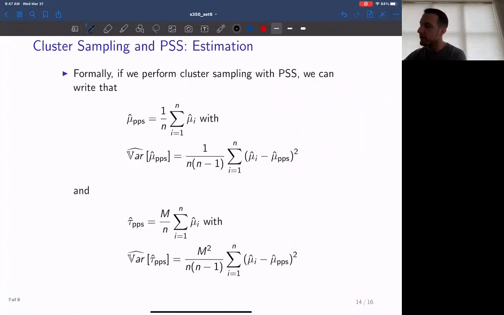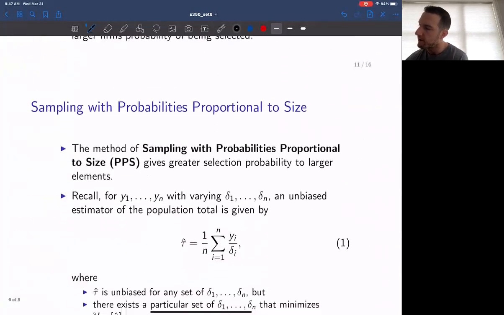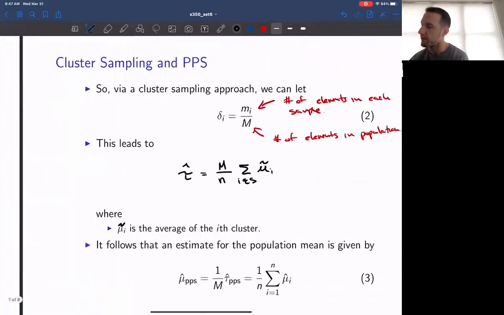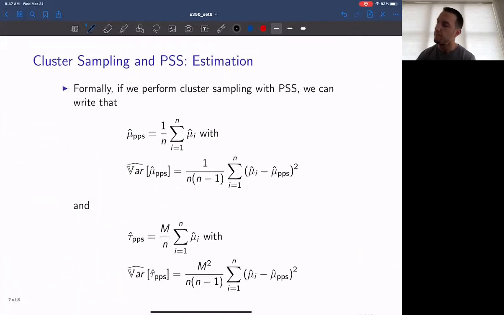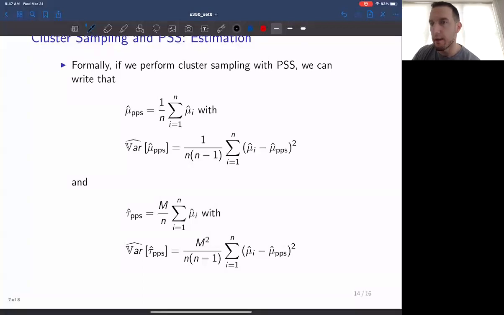Okay, so on slide 14, we're just summarizing these equations. So we have, for example, mu hat PPS, which is going to be your estimator for the mean under sampling with probabilities proportional to size. I think that is what PPS stands for. It's a mouthful. Okay. So basically, we're just saying here that if we sample with probabilities proportional to the size, our estimator for the population mean is simply an average of the estimator from each of the clusters that we have collected.